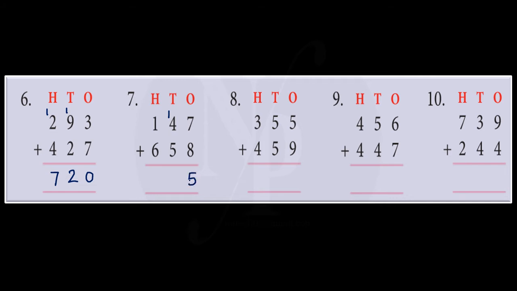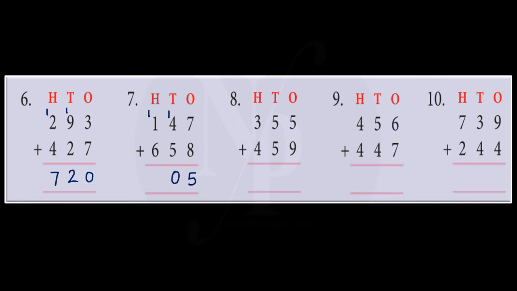Now we add the digits in tens column. 1 plus 4 is 5. 5 plus 5 is 10. 10 tens are regrouped as 100 and 0 tens. So we carry forward 100 to the hundreds column and 0 tens are written in tens column.